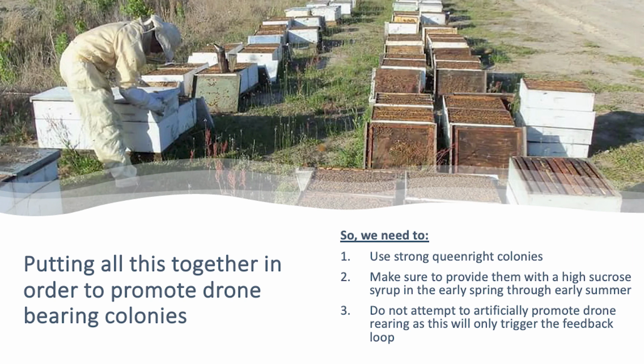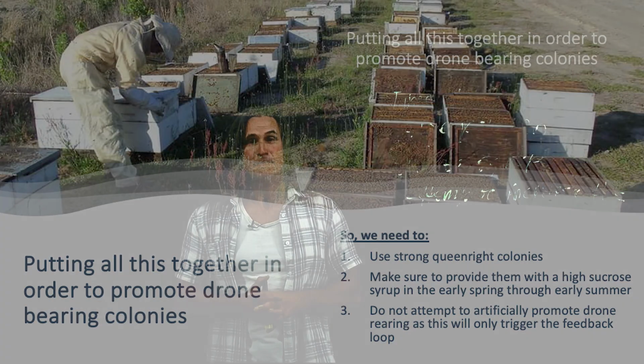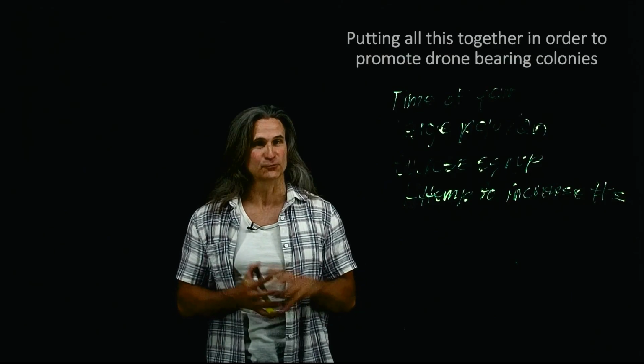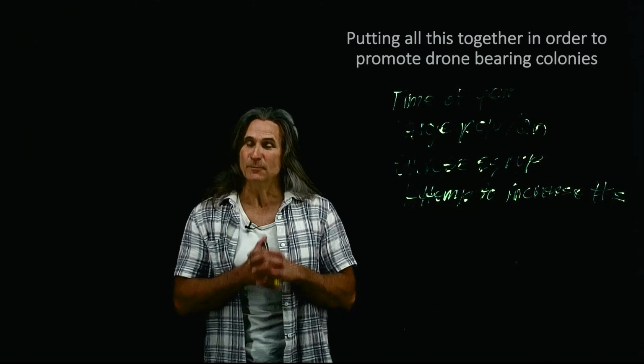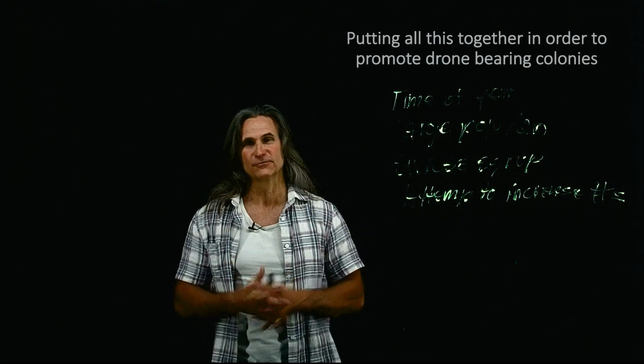So to summarize, make your drone-right colonies in the early summer and spring. Make sure they are queen-right and have a large population. Make sure there's plenty of resources available either through the environment or you are providing them sucrose syrup. And finally, do not attempt to manipulate drone numbers or you may trigger the feedback loop.